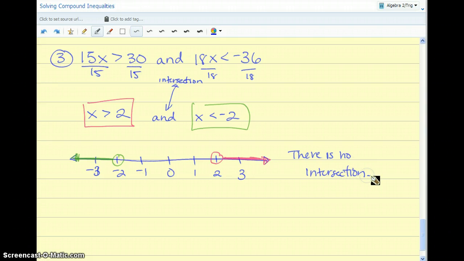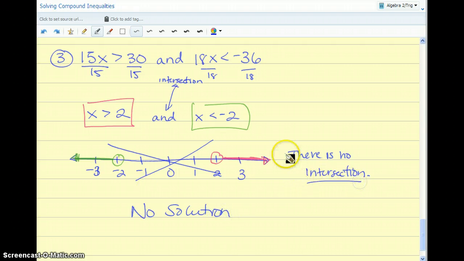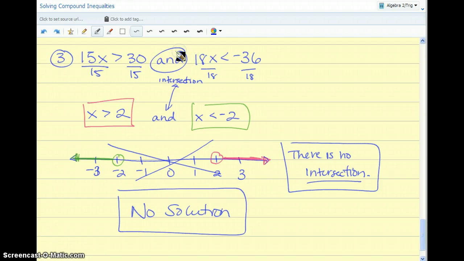Because there is no intersection, there's nothing they have in common. It can't be in both places at once. That means that this graph is not your final graph. There's actually no solution graph that will show you any intersections. So since there's no intersection, there is no solutions when dealing with an and problem.